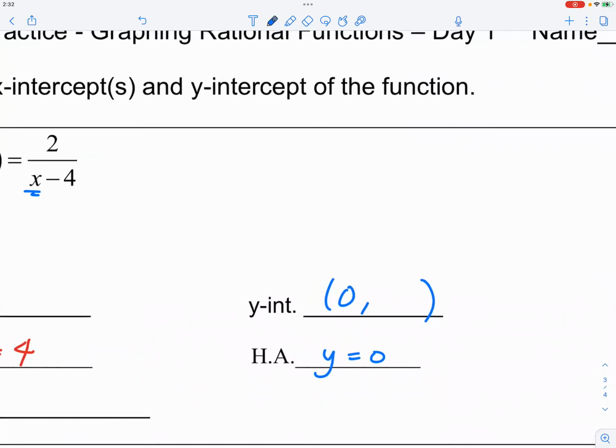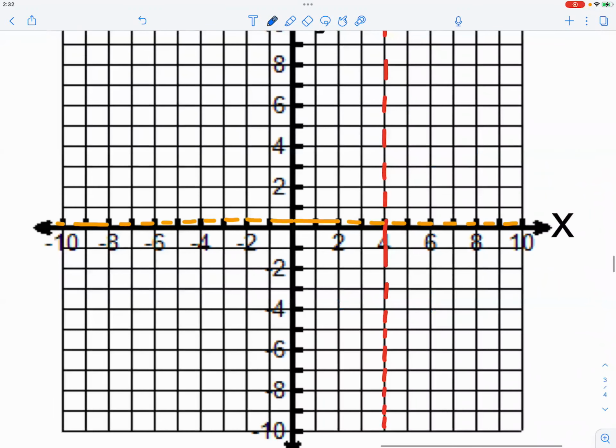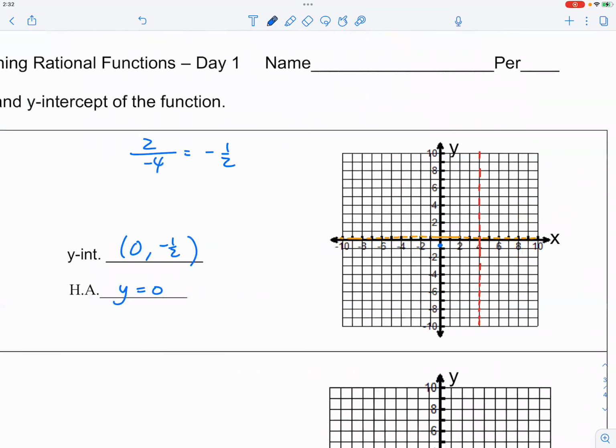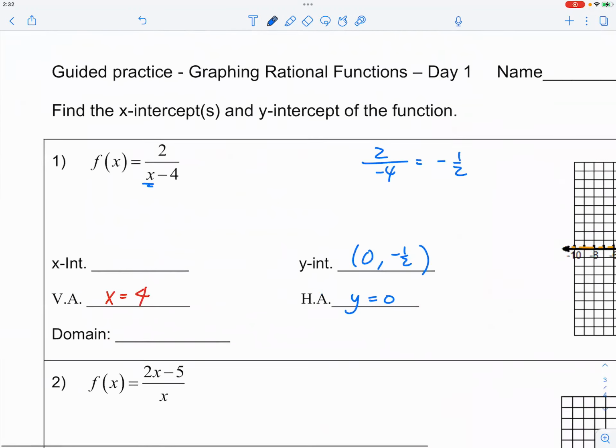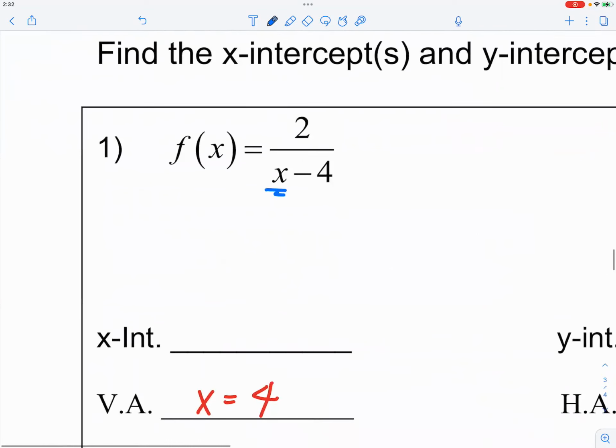Y-intercept is when x is equal to 0, so 2 over 0 minus 4, which is negative 4, right? So that it's negative 1/2. Right here. Okay, negative 1/2, 0 comma negative 1/2. And then for the x-intercept, you would try to set y equal to 0.